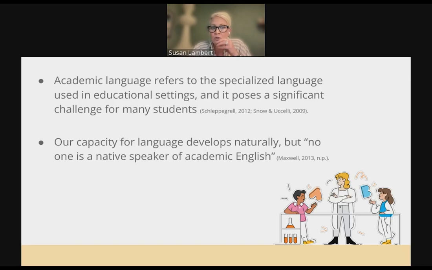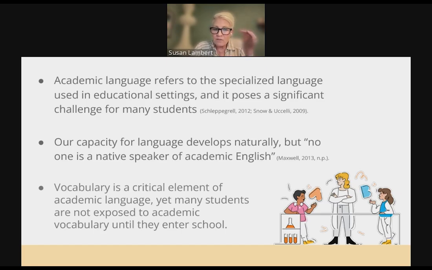I love this quote. So, we've talked about how our capacity for language develops naturally, but no one is a native speaker of academic English. Now, you can be in academic situations where you can hear the language being used around you, but that assumes you're in those academic conversations. And so we must leverage language development as a more naturally developing process to then get kids to understand these important academic concepts that they're encountering in the schooling environment.